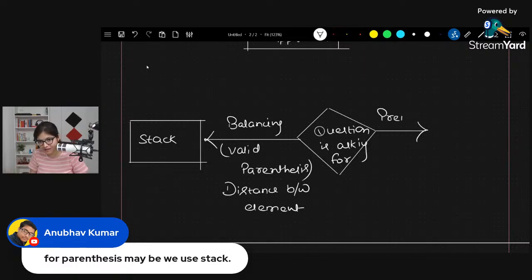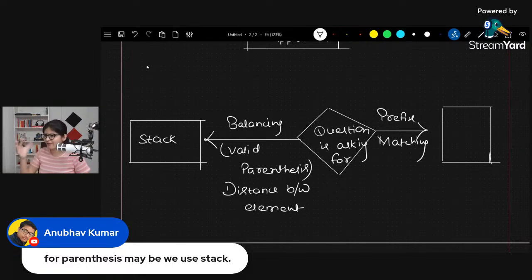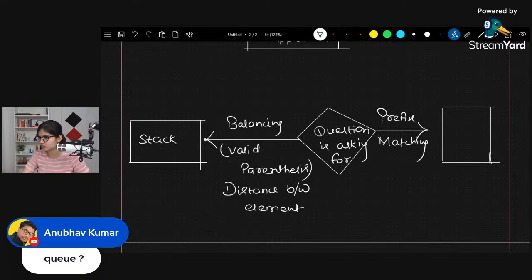If the question is asking for prefix matching, which particular data structure will you use? Prefix matching is a very famous question on Leetcode. Whatever things I'm referring to here, you can go and check after the session. You will see the most optimized approach via these techniques only. I'm talking about the most optimized approaches. Which data structure will you use for prefix matching?